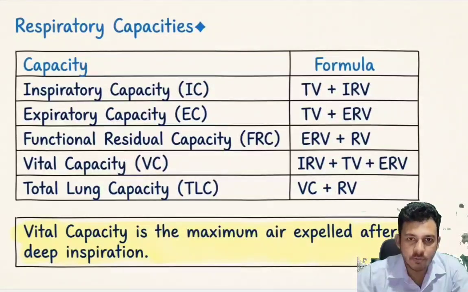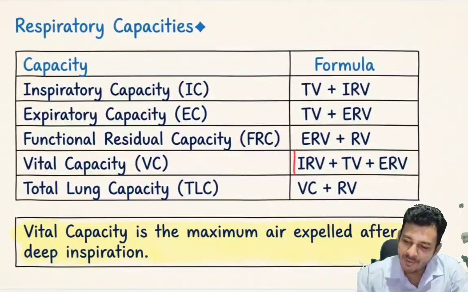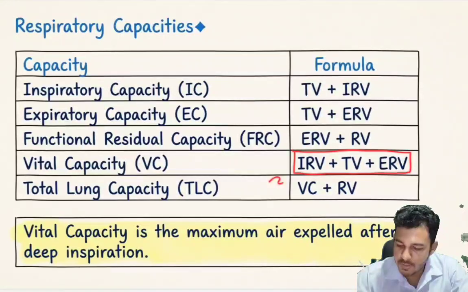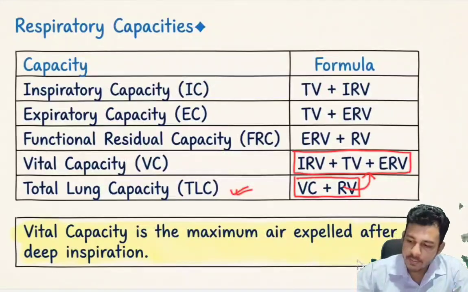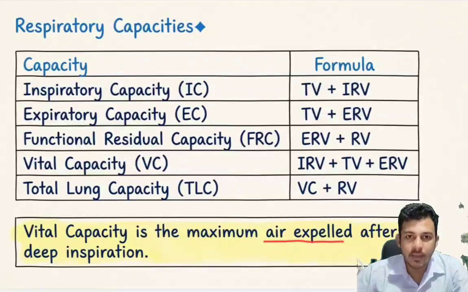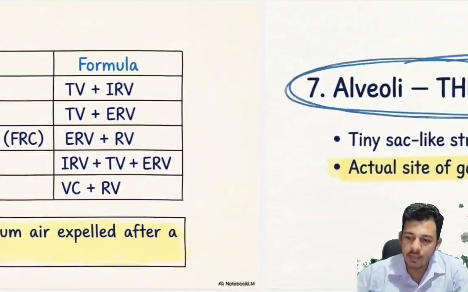Vital capacity is the amount of air that you blew out with all your might, that is the vital capacity. It consists of the inspiratory reserve volume, the tidal volume and the expiratory reserve volume. And total lung capacity consists of your vital capacity and the residual volume, or residual volume plus these three. So vital capacity is the maximum air that can be expelled after a deep inspiration. Basically what I made you do: take a deep inspiration and then blow out as hard as you can.